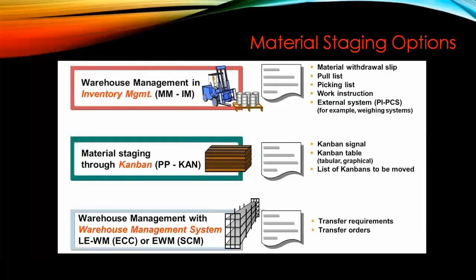So first of all, the whole topic is called material staging, and it is basically divided into two parts, which is pull list and pick list. Material staging, from the SAP point of view, can be done in three different ways. One, using the inventory management system, the standard SAP ECC inventory management, where we'll use the pull list and picking list. Or if the company is using a Kanban system, we'll talk about Kanban in detail in another video later on. It can be done by Kanban as well.